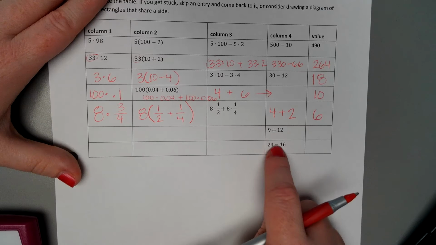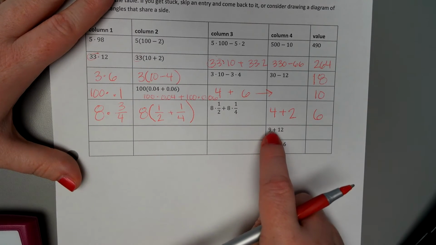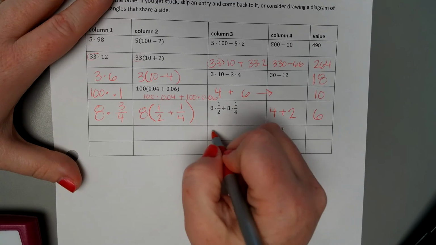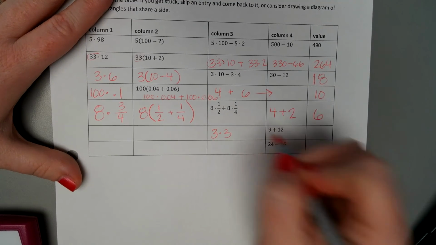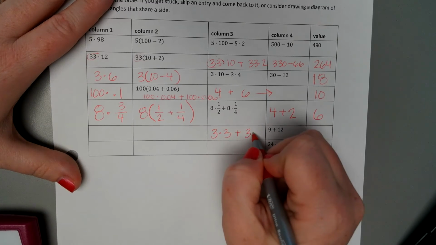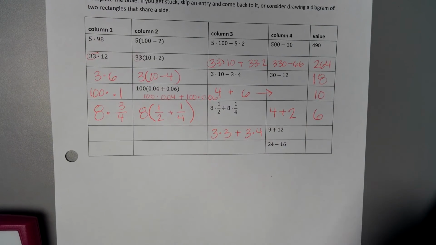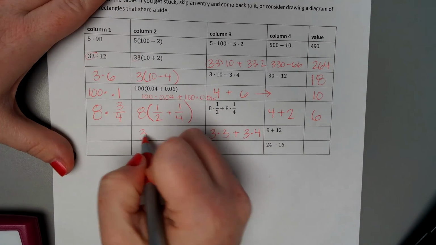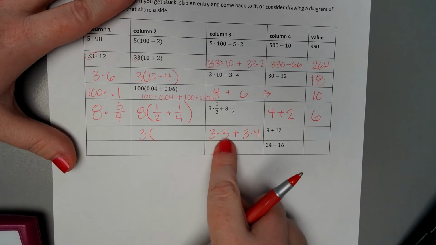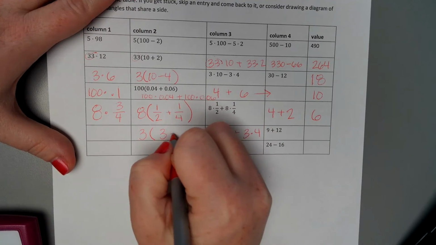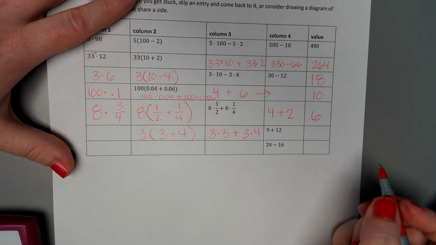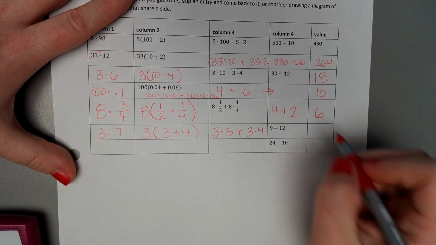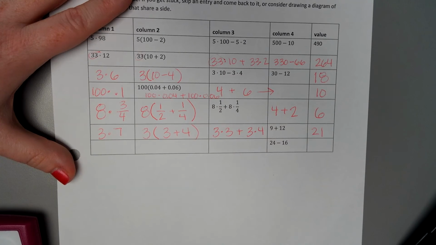All right, these two are going to be a little bit harder. So we have to think, what number can we multiply for both of these? Well, 3 times 3 is 9, plus 3 times 4 is 12. So 3 is my outside number, because that's the number being multiplied by everything. And I have 3 plus 4. And 3 plus 4 is 7, so that gives us 3 times 7, which is 21.